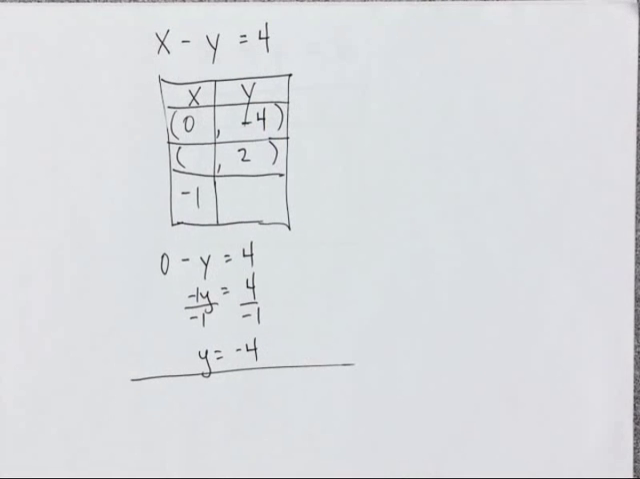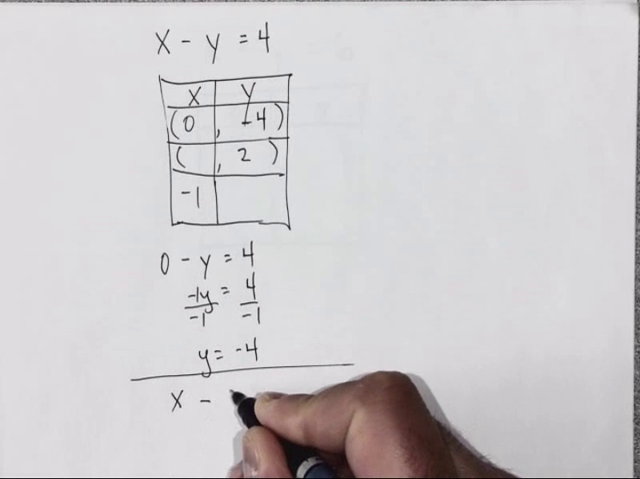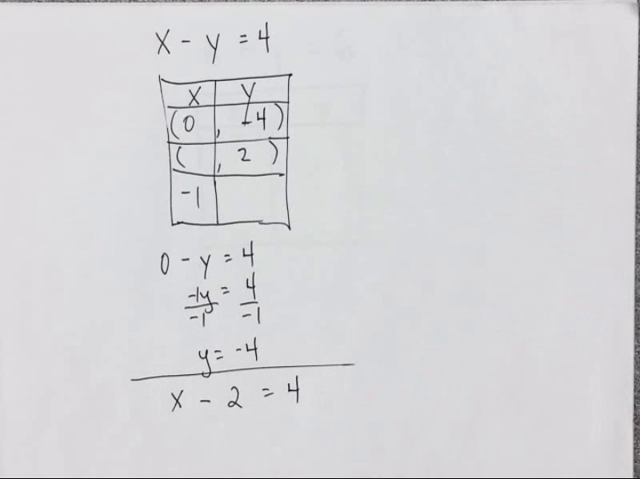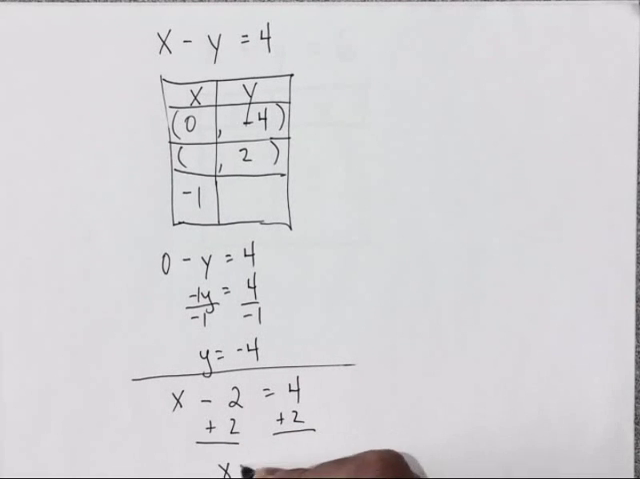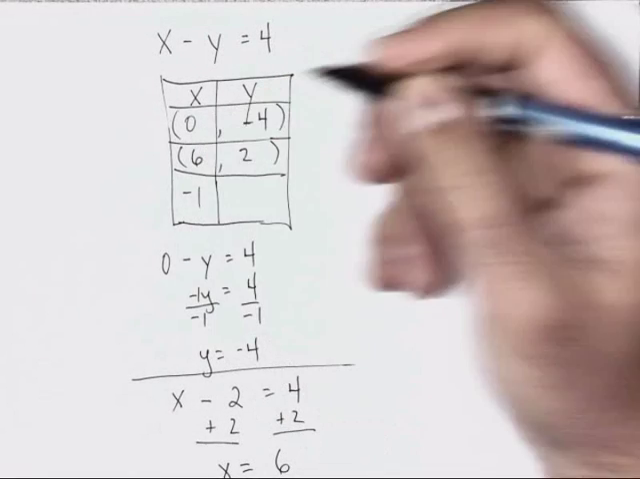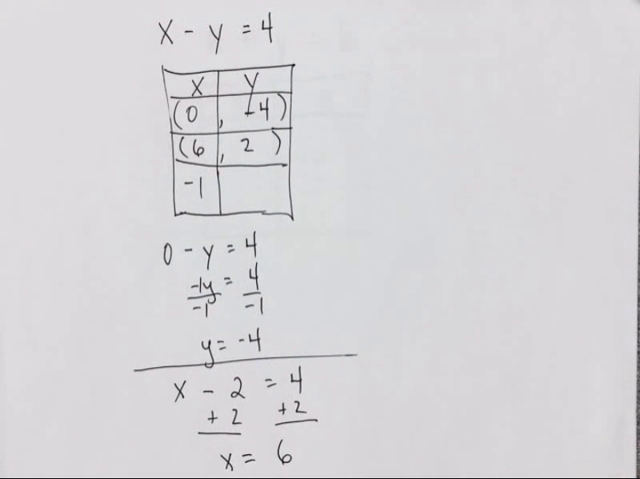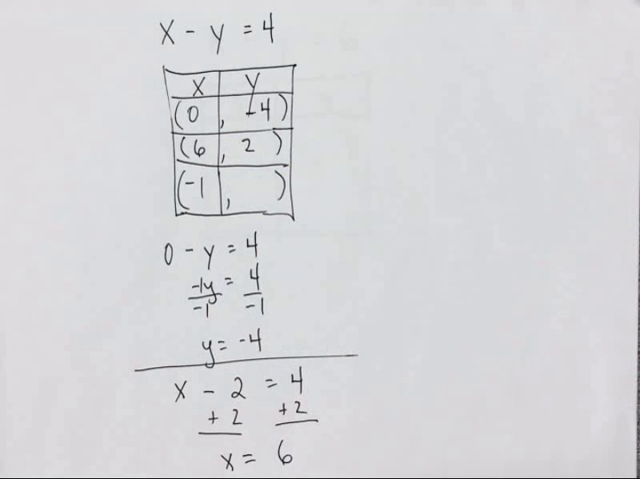In this case, I'm given a y coordinate of 2. So I want to plug that value of 2 in for y into my equation and solve for x. So add 2 to both sides. X equals 6. So we know that the point 6, 2 is going to lie on our graph. And then let's do the third row for the third ordered pair.